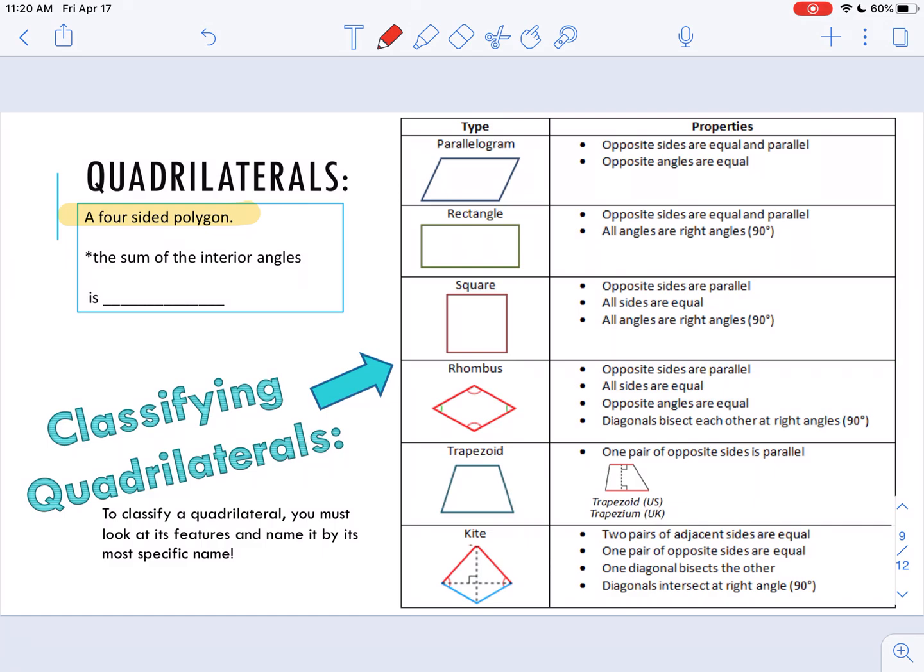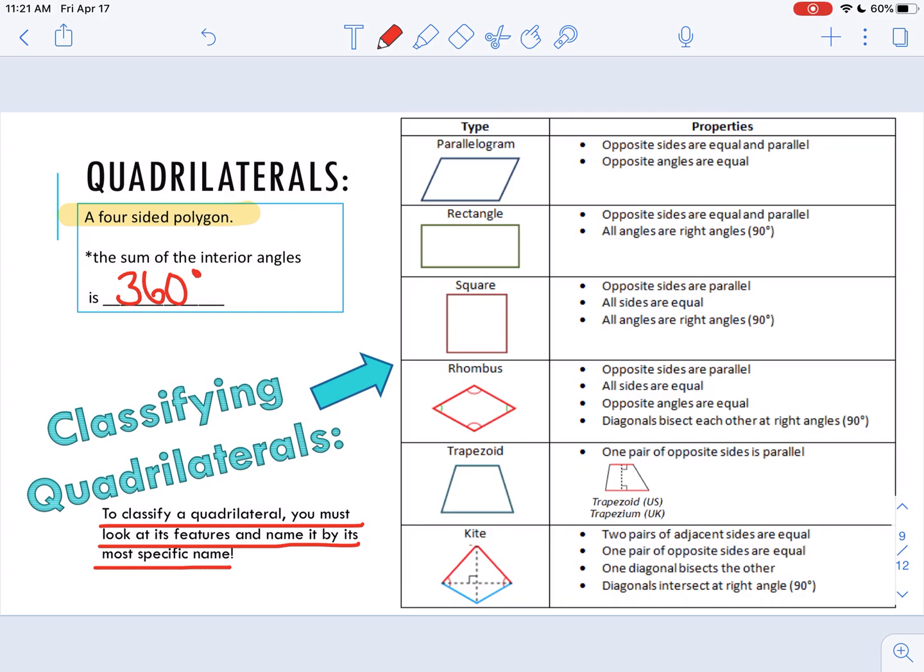Just like how we have specific names for triangles, we have specific names for quadrilaterals. The sum of the interior angles is 360 degrees, all right? Now, so we know a little bit about the interior angles, but let's talk about how to classify it. To classify a quadrilateral, you must look at its features and name it by its most specific name. All right, so we typically do not just look at a four-sided figure and say, oh, that's a quadrilateral. We know it's a quadrilateral, but quadrilaterals have a lot more specific names.